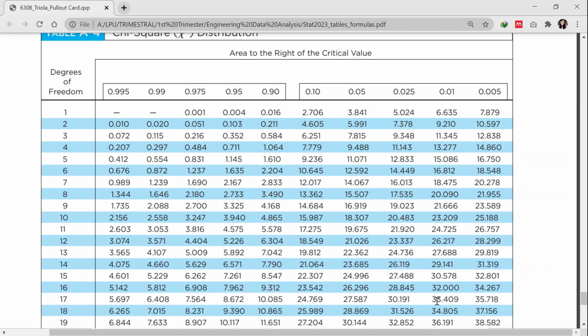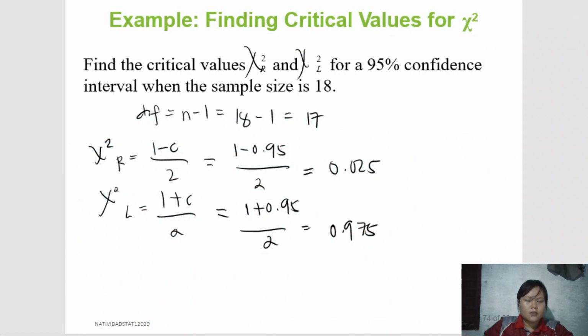17 has all these values. Okay, so we have here the first one, si chi-squared right, 0.025 ang taas niya. 0.025, 17, 30.191. Okay? That's 30.191. Tapos, yung kabila naman, 0.975, 17, 7.564 ang kanyang values. Okay, so lagay lang natin siya here. So that would be for chi-squared right, 30.191.